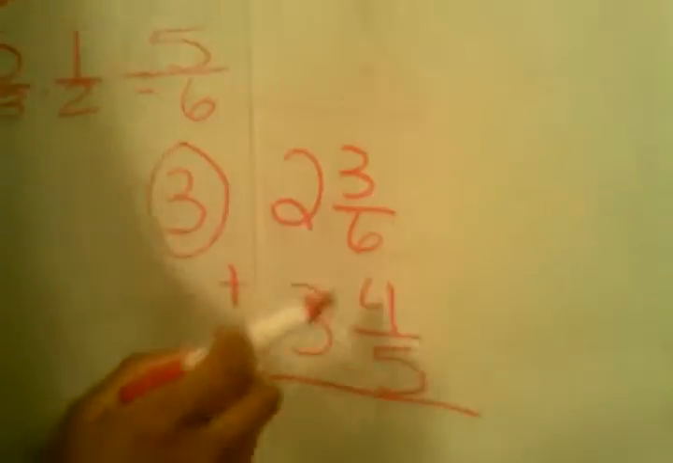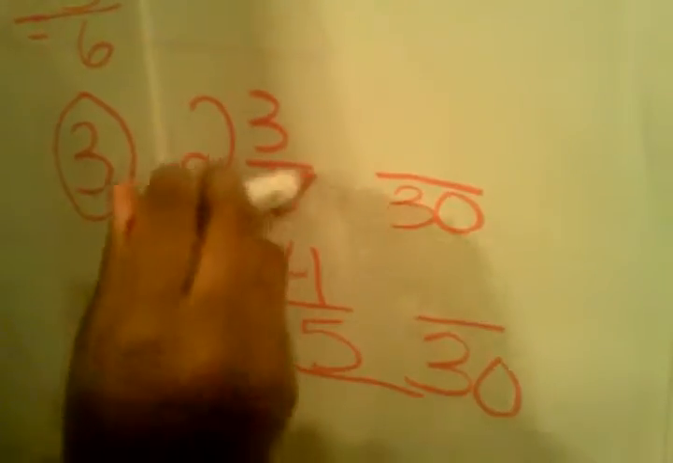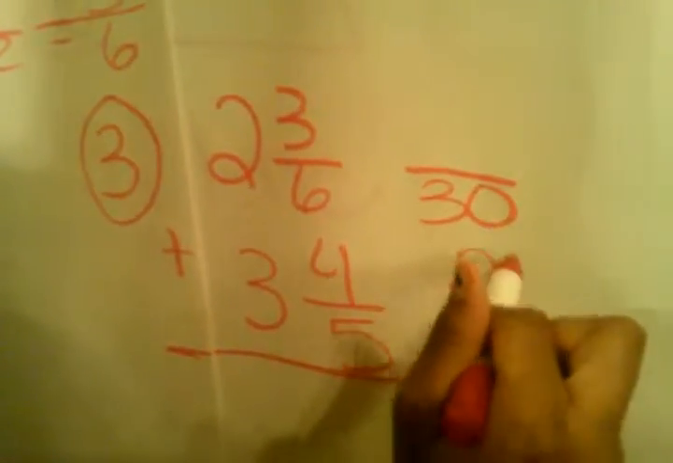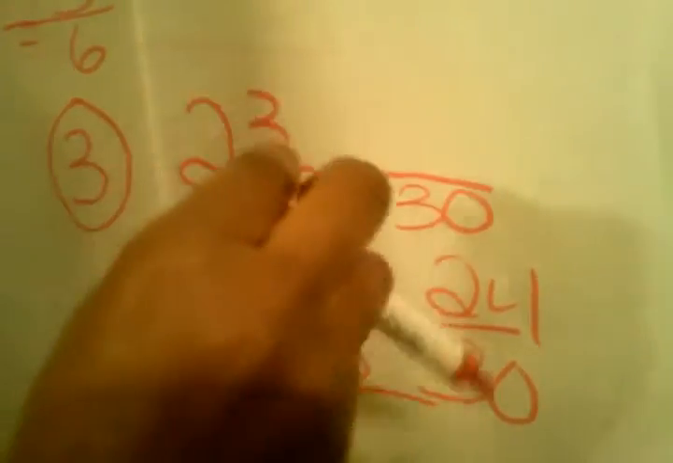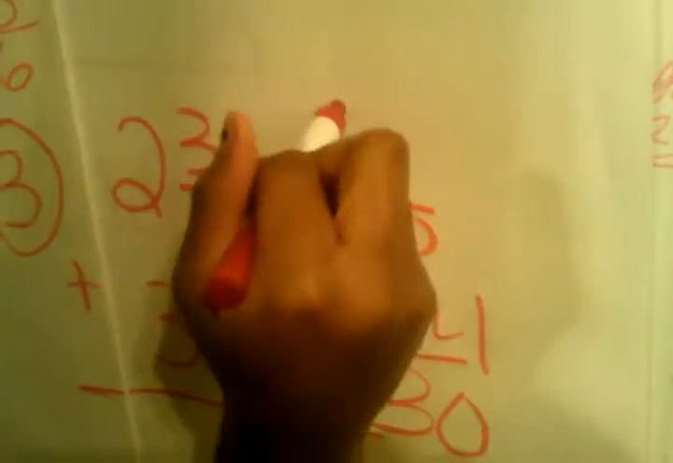Okay. First, you have to multiply both of the denominators. So 5 times 6 equals 30. Then you have to multiply 4 by this denominator. And 4 times 6 equals 24. Then you have to multiply 3 by this denominator and you get 15.